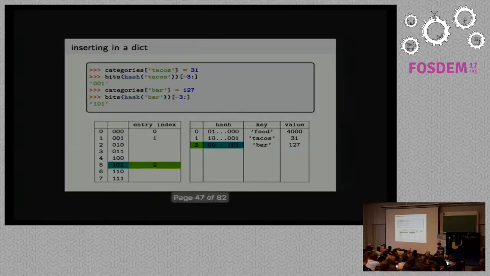Now we add the third entry for bar. The hash is 101, so we go into the indices table. 101 is 5, so we go into the indices table and say, okay, 101 maps to entry index 2, which is bar.